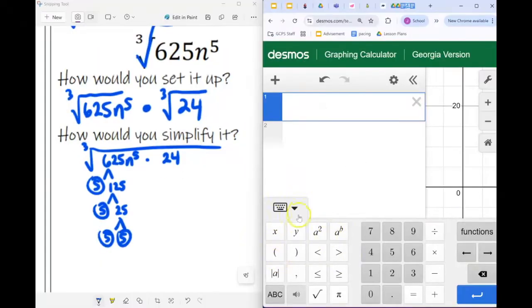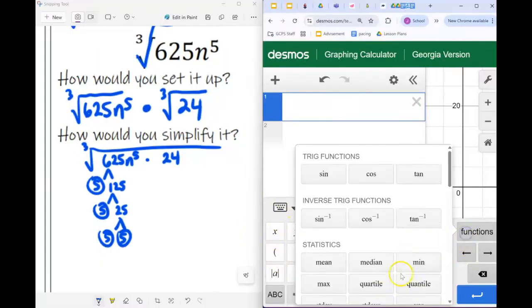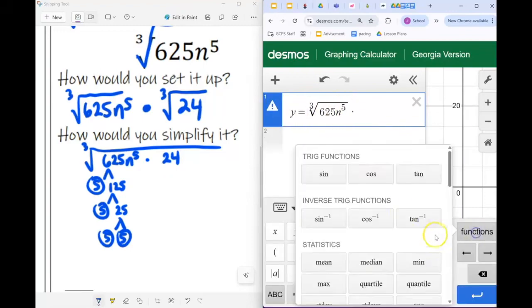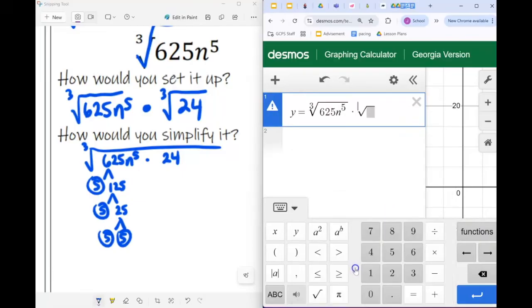Put your question in the calculator. So we're going to hit functions, go down to the bottom in the middle there. You're going to click that. You need it to be cube root, and we're going to do 625. Now, this does say n to the 5th power, and you can see it's going to give you an error. So it says try adding y equals. All right, cube root, again, functions. Scroll all the way to the bottom, or you could have just copied the one you already have. And then you have 24.